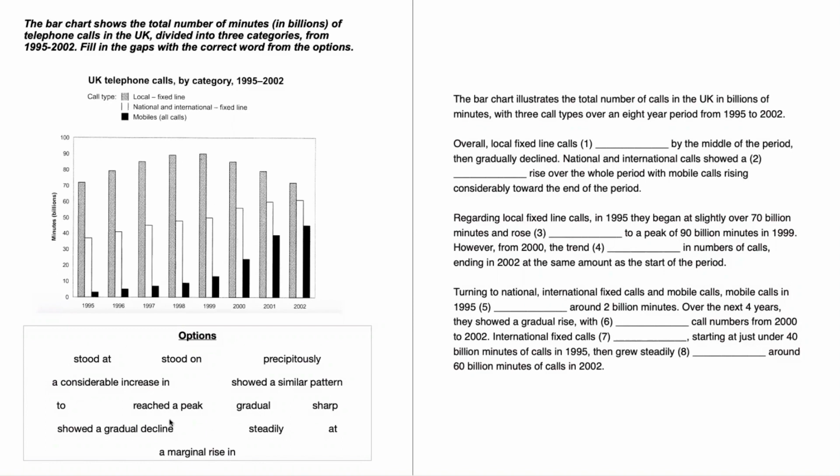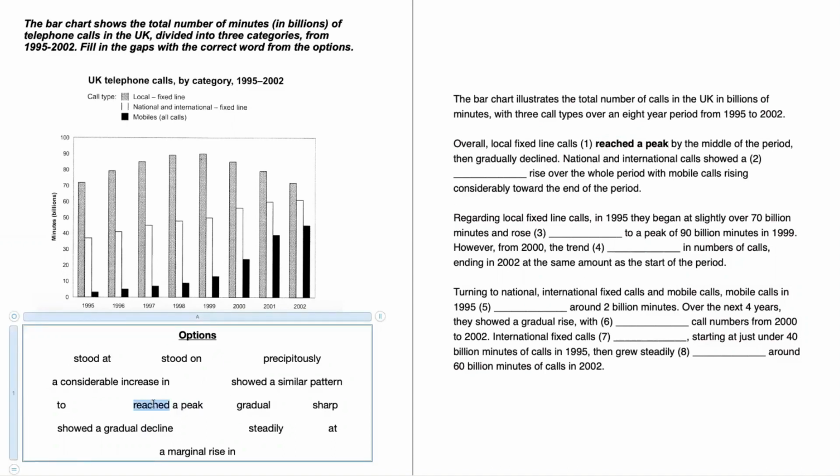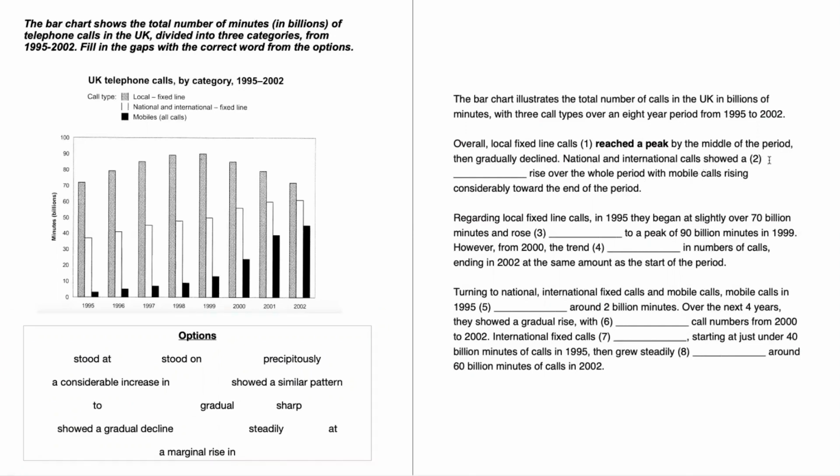So if we look at our options, we see "reached a peak," and that is going to be the correct answer. Local fixed line calls reached a peak by the middle of the period, then gradually declined. I can eliminate this from our options since each answer will only be used once. Let's continue. National and international calls showed a blank rise over the whole period, with mobile calls rising considerably toward the end of the period.